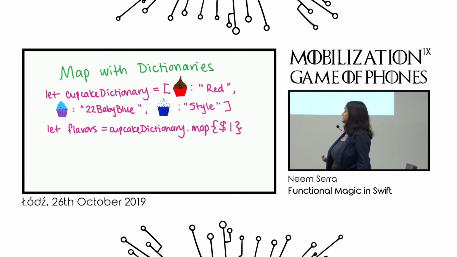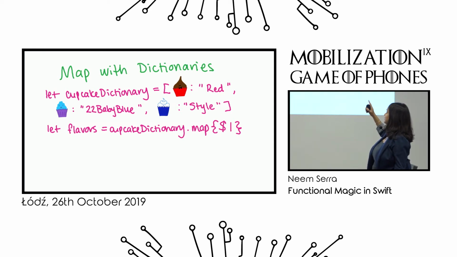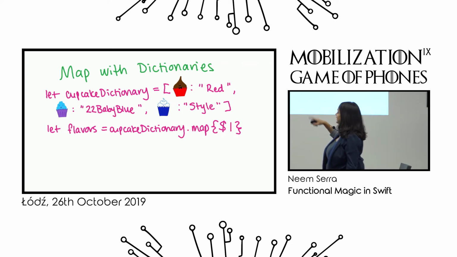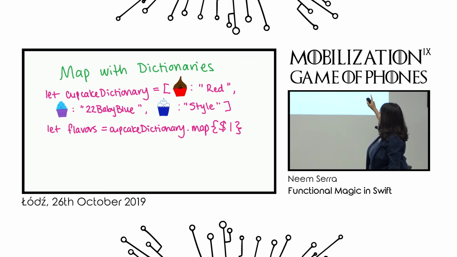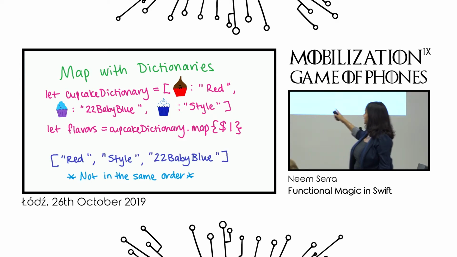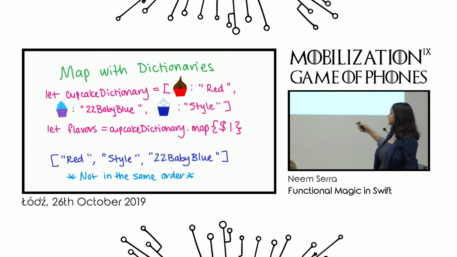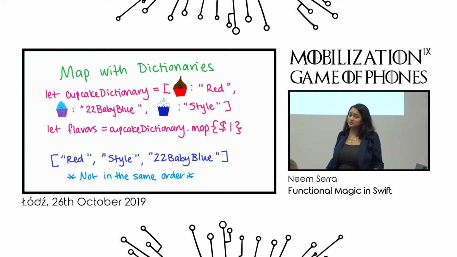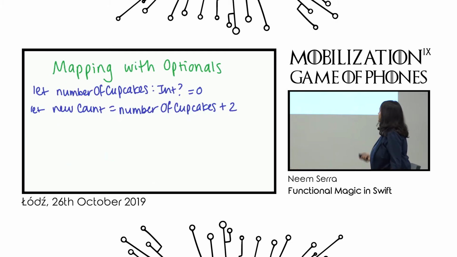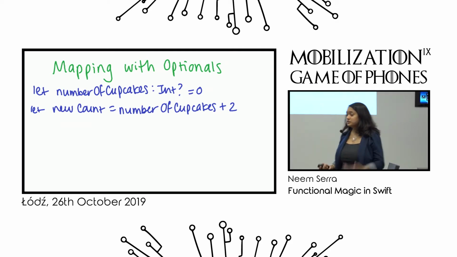So if we wanted to map with dictionaries, we would have a dictionary where the key would be our cupcake and the value would be the type of flavor of the cupcake. And so if I wanted to get all of the flavors from the dictionary, I could say, hey, cupcake dictionary, map $1, $1 being the value, and then you would get this nice array with all of the different flavors. Again, like I said before, they're not in the same order because it's a dictionary and dictionaries aren't ordered.